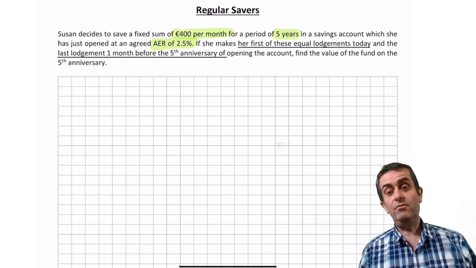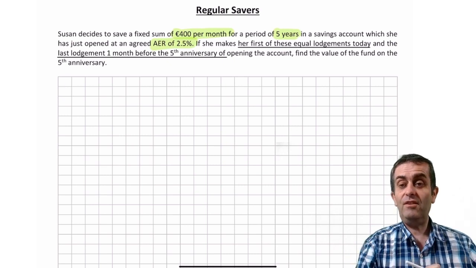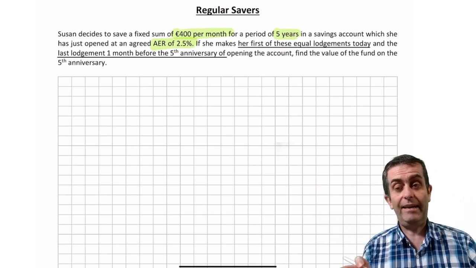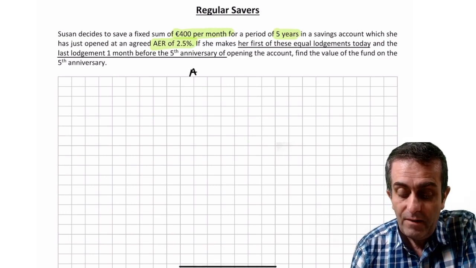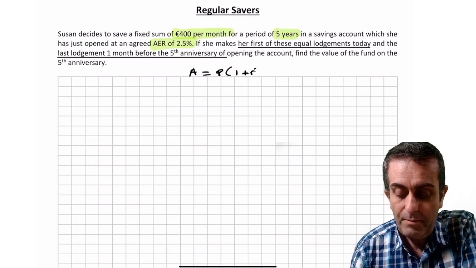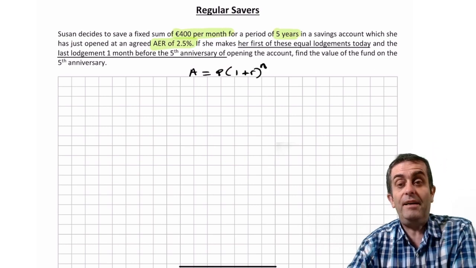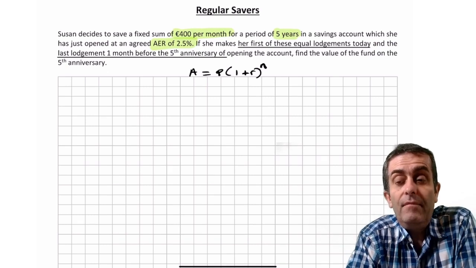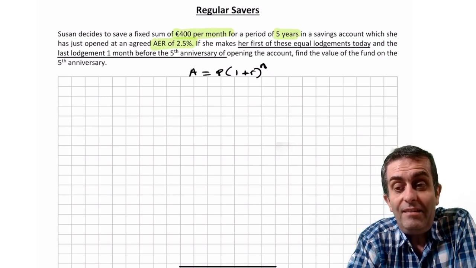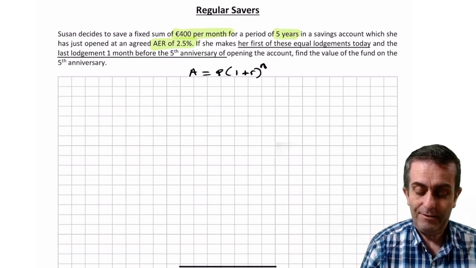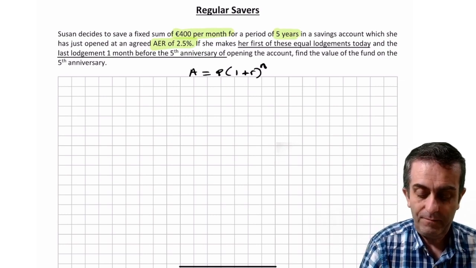Now, what we need to do here is go through each of these payments one at a time and add them together as a geometric series. Remember that the formula in the background is A equals P multiplied by (1 plus R) to the power of N. The only issue is that we're quoted an annual interest rate, but Susan is making these lodgements on a monthly basis. So that's our first target, to find out what 1 plus R is.